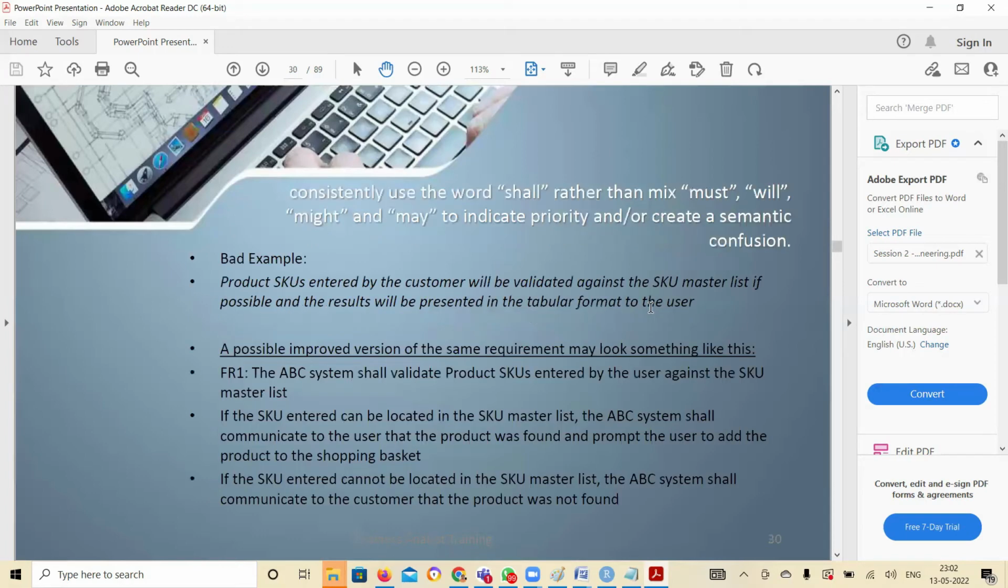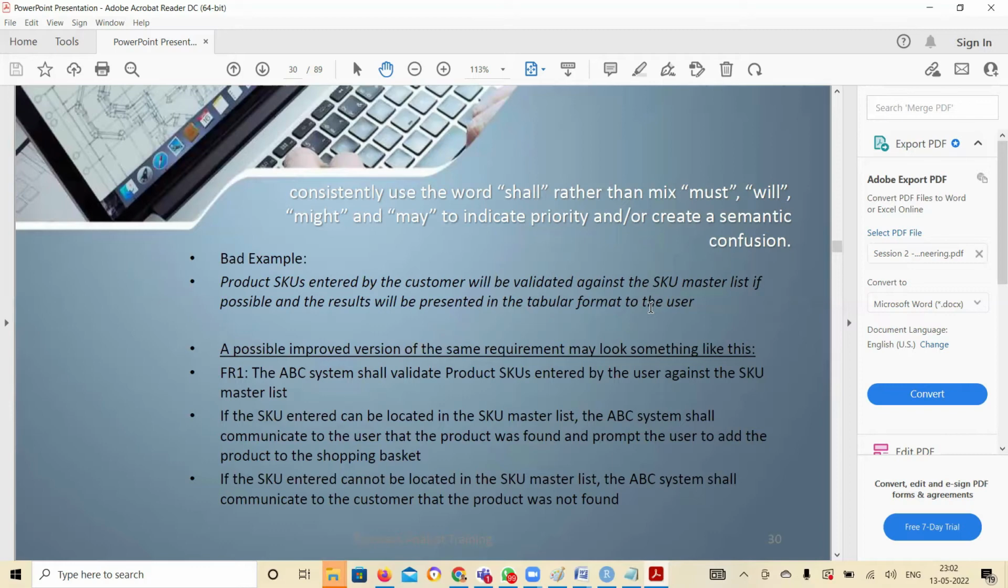Okay. So this is the same requirement written in a different way. FR1 is the unique ID. So every requirement will have an ID. FR1 is a unique ID. Now you read all the content.